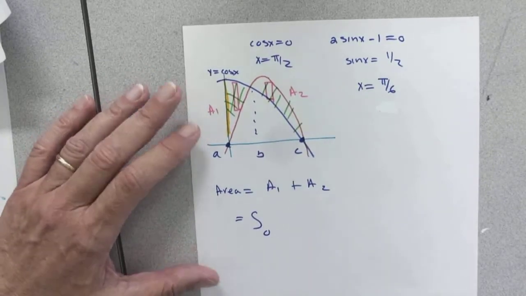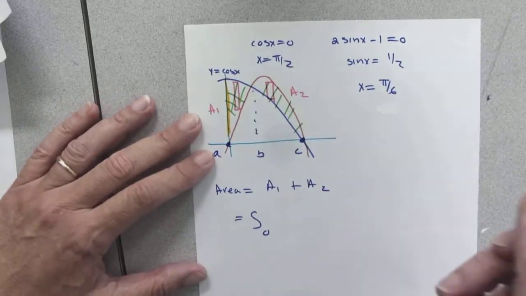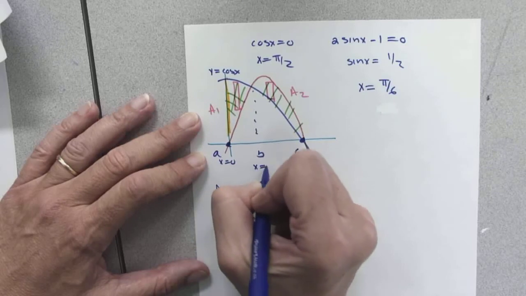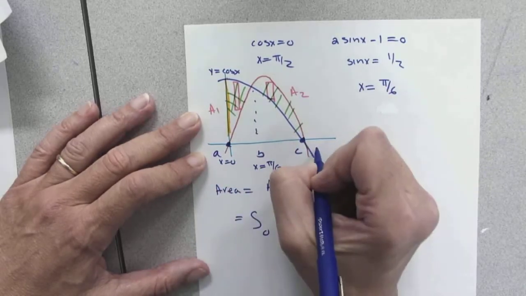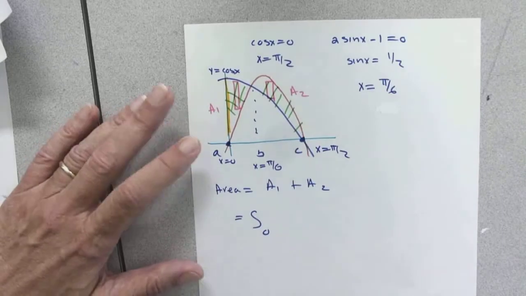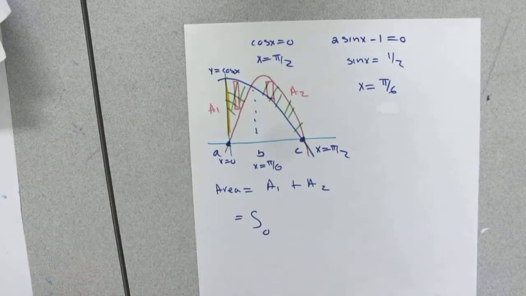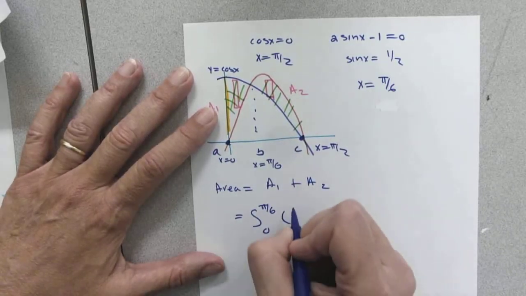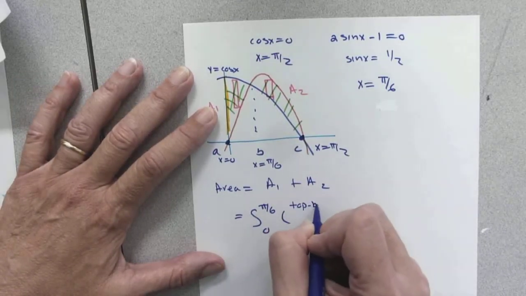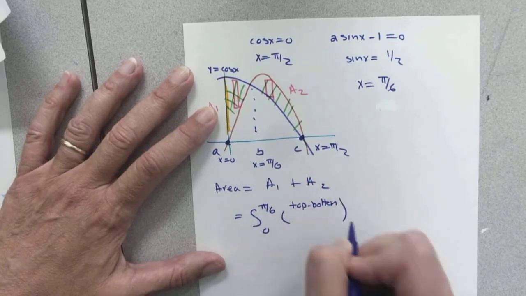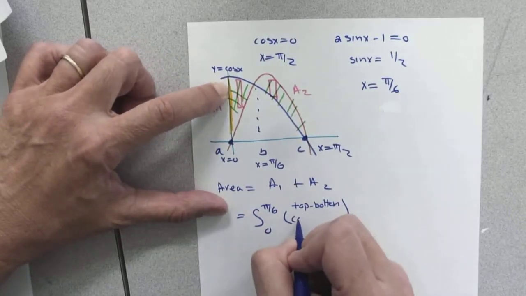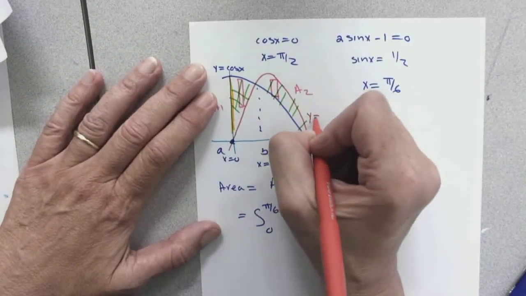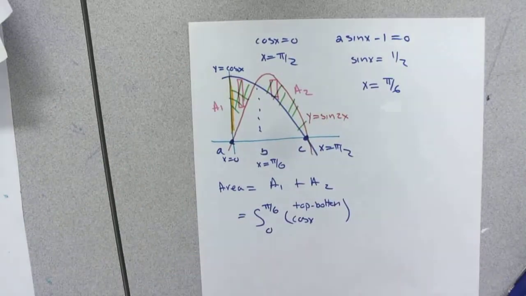A1 starts at 0, that was x equals 0. B was x equals pi over 6, and C was x equals pi over 2. So A1 goes from 0 to pi over 6, top minus bottom. On this region, the top curve is cosine and the bottom curve is sine 2x.